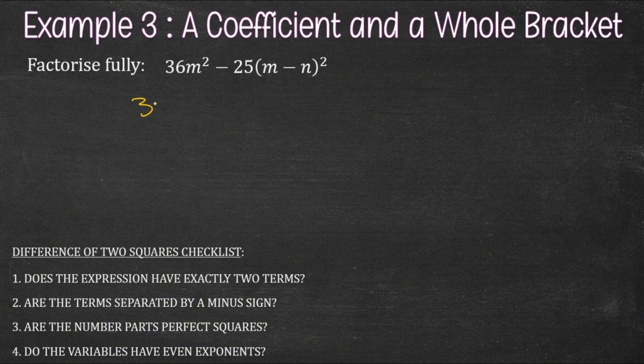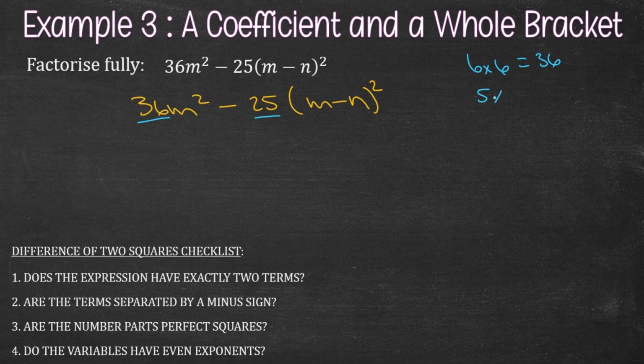Let's factorize this expression fully. First, check for an HCF. There's no HCF to take out, so we can check whether this expression is a difference of two squares. Does the expression have two terms? Yes, it does. It's this term and this term. Are the terms separated by a minus sign? Yes, they are. Are the number parts perfect squares? Yes, we've got the 36 and the 25. 6 times 6 equals 36 and 5 times 5 equals 25.